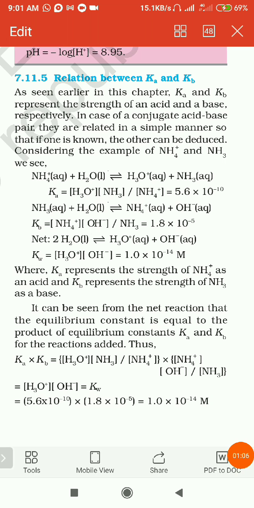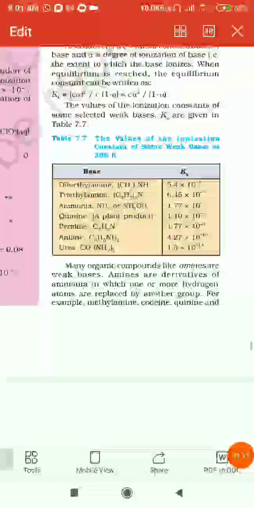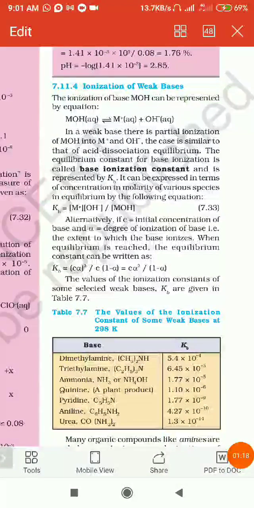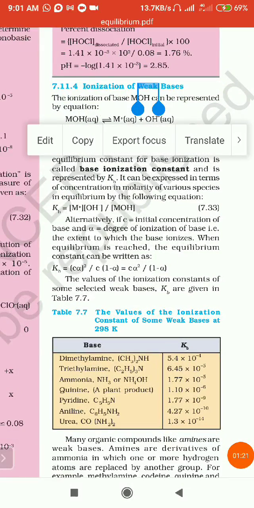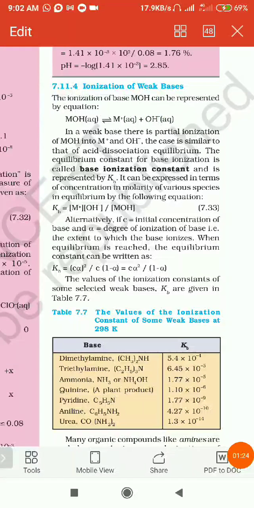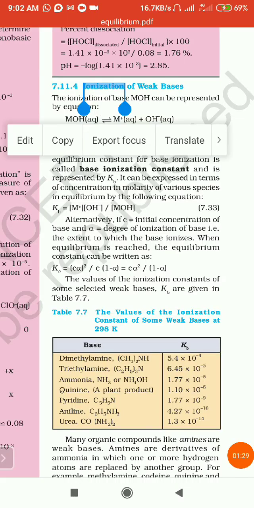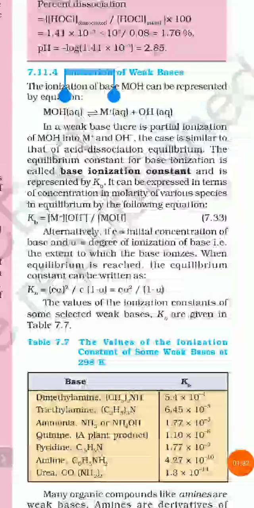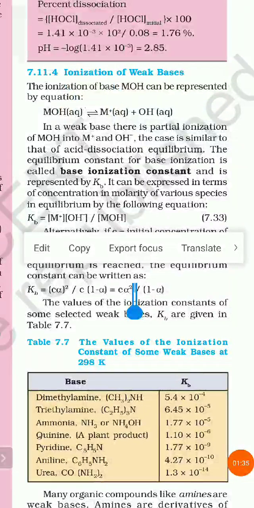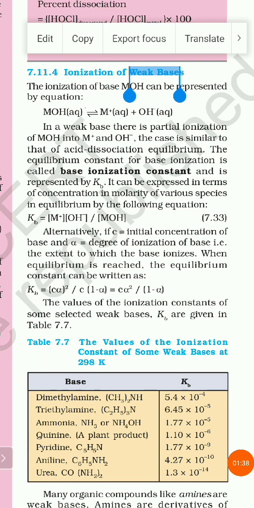A relationship between Ka and Kb. Today we are going to see this concept. Last class we already discussed the ionization of weak bases, and yesterday we saw that it is the same as the ionization of acid, where you calculate using the dissociation constant formula. A weak base is one that produces OH minus ions.